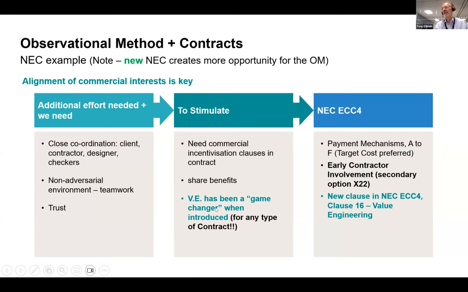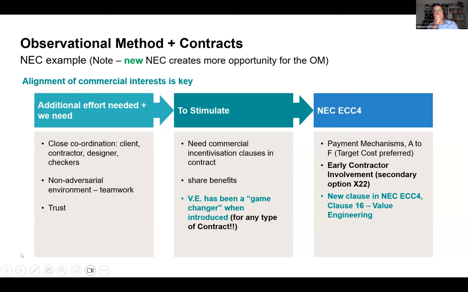It can be used in any type of contract, but there are some particular contracts which have been recently introduced. I'll highlight here the New Engineering Contract. The new version of that, version 4, has a value engineering clause embedded as a core clause, so we can call on that. Also, the new version of FIDIC also has a core clause, which is a value engineering clause. So that's really important.